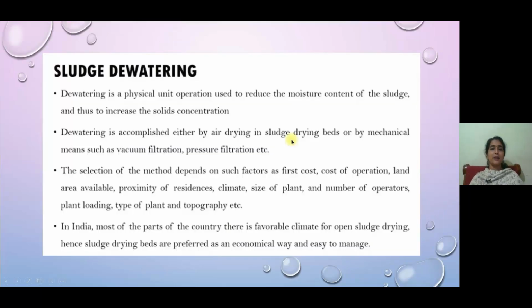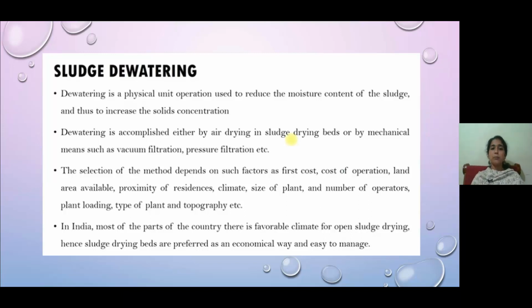This is the final procedure for the sludge disposal process, that is, sludge dewatering, which is done by these sludge drying beds. This is a physical unit, in which the excess water present in the sludge after conditioning is removed from the sludge. This will reduce the volume of the sludge, which can then be disposed of very easily in the other disposal methods.